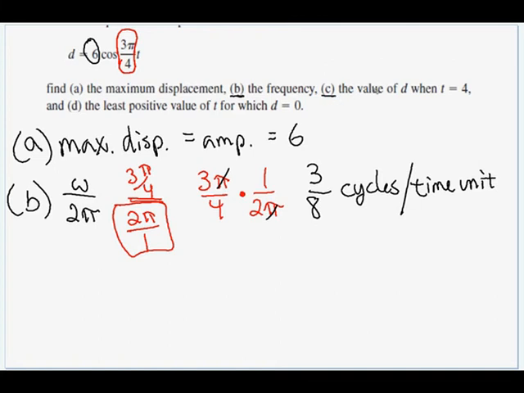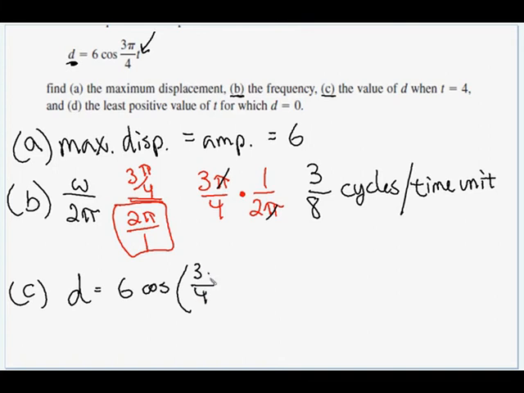Part C, find the value of D when t is equal to 4. So we want to solve for D when we plug in a 4 for that t. D equals 6 cos of 3/4 pi times t, with t equal to 4. So we're going to do 6 times the cosine of 3/4 pi times 4, well, 3 times 4 is 12. 12 pi divided by 4. 12 divided by 4 is 3 pi.